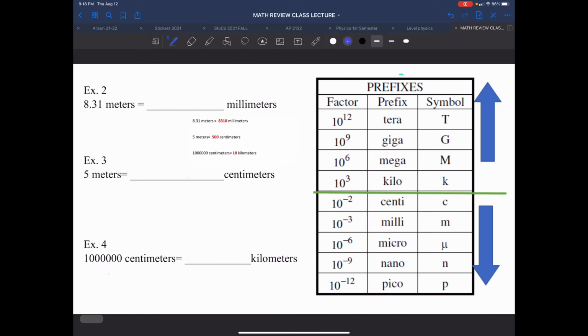Okay, so let me cross these out. Let's try this first one. Going from meters, which is going to be right here, to millimeters. Okay, so this is 0.001 meters equals 1 millimeter. So if I have 8.31 meters, 0.001 meters equals 1 millimeter. Right, we do the math, we're going to get 8,310.